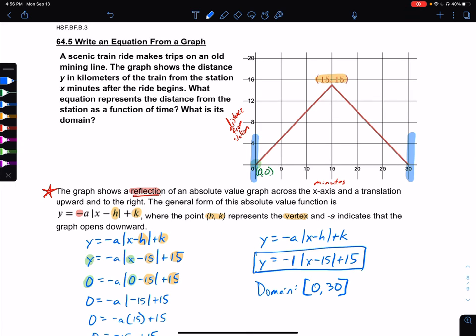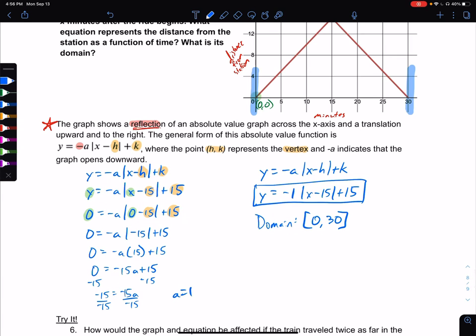And that represents the total time of my trip, right? We started at 0 minutes. We rode, it looks like we took the mining line to an old mine, I guess. They don't really state where it goes to. And then we turn around, we come back, and we get back to our original spot 30 minutes later. So the entire trip would take 30 minutes, and that would be a good domain.